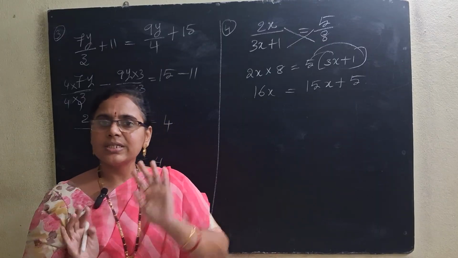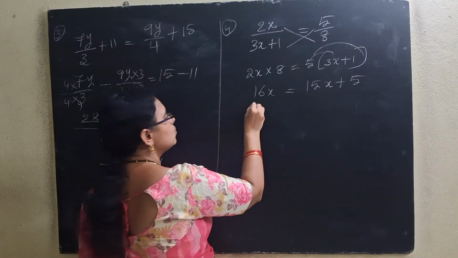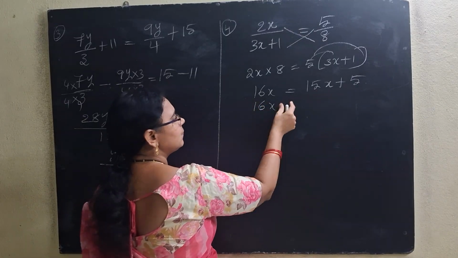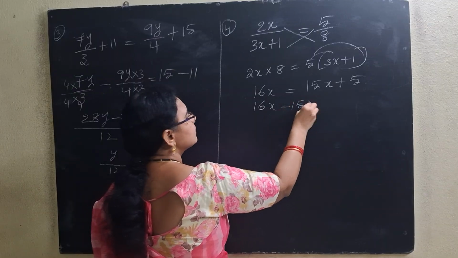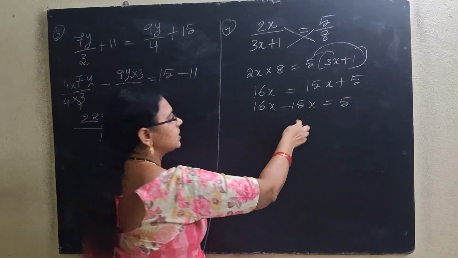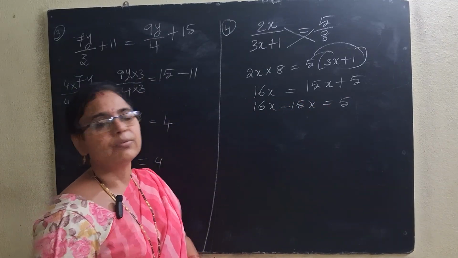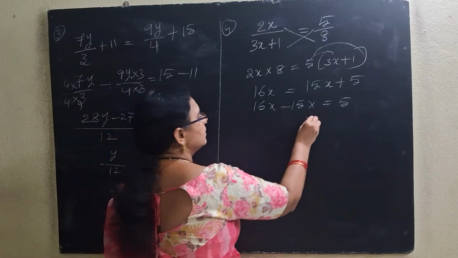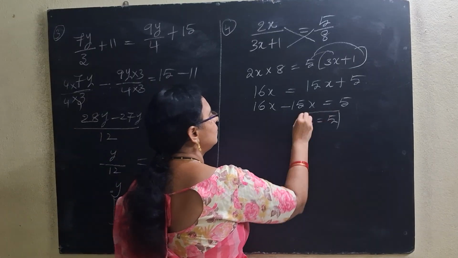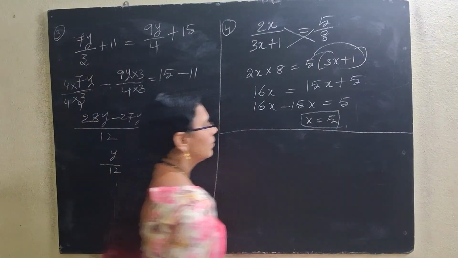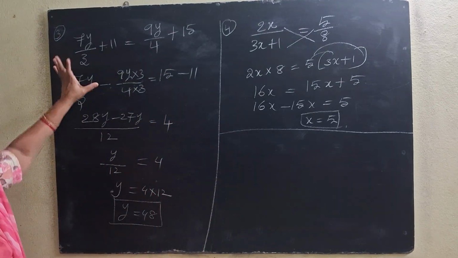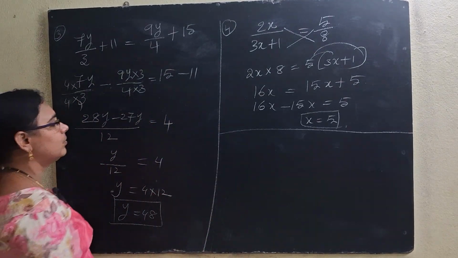Variables one side, constants other side. So 16x, plus 15x transposed becomes minus 15x. So 16 minus 15, it's 1. 1x is nothing but x. x is equal to 5. Understand? The same question, by complete denominator we will check.